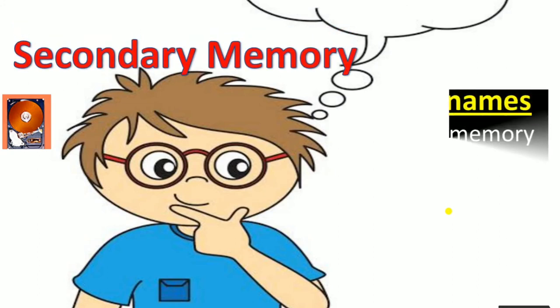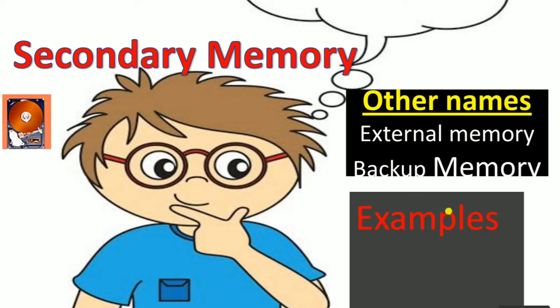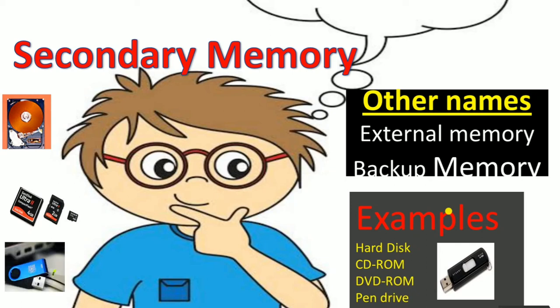So what is secondary memory? The other names of secondary memory are external memory or backup memory. External because it remains outside the system generally, and backup means it is storing all your files, all your data permanently. So what are the most common kind of examples? Hard disk, CD-ROM, DVD-ROM, pen drive. You can see the pen drive picture here. The memory card also you can see here. Again a pen drive there. So these all are the secondary memory which stores your data permanently.